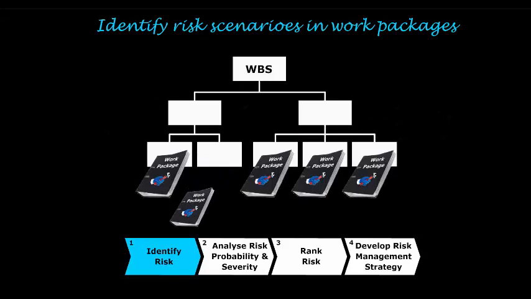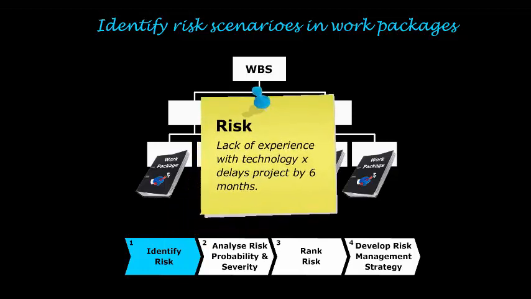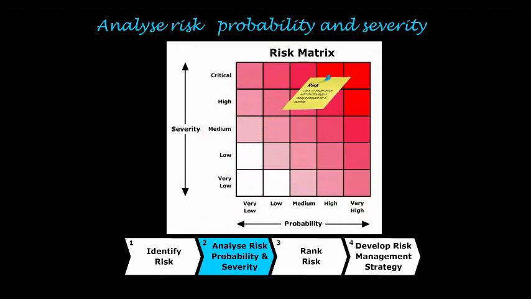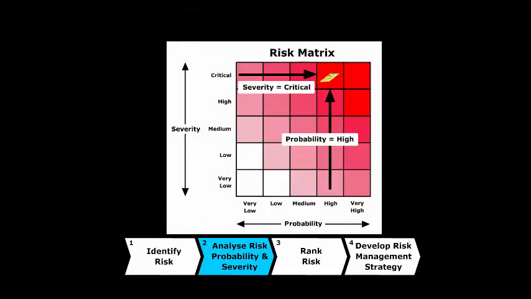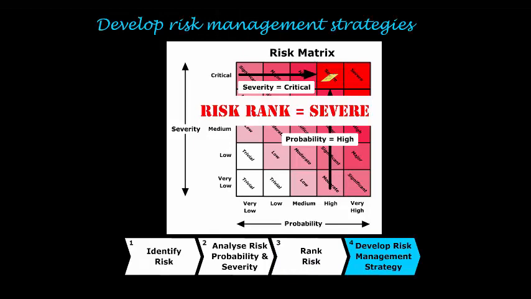To analyse what could go wrong on this project, we'll perform risk assessments when developing each work package in the WBS. For each risk identified, we'll determine its probability and severity of outcome. For a comparative analysis, we'll then rank each risk using a probability severity matrix. We'll then develop risk management strategies.